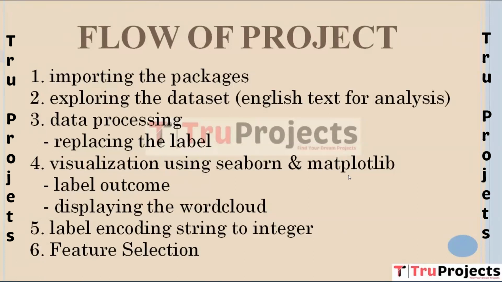Then next we have label encoding string to integer. The categorical labels in the dataset, typically represented as strings, are converted into numerical format through label encoding. This is often a crucial step for machine learning models to process and understand the data.